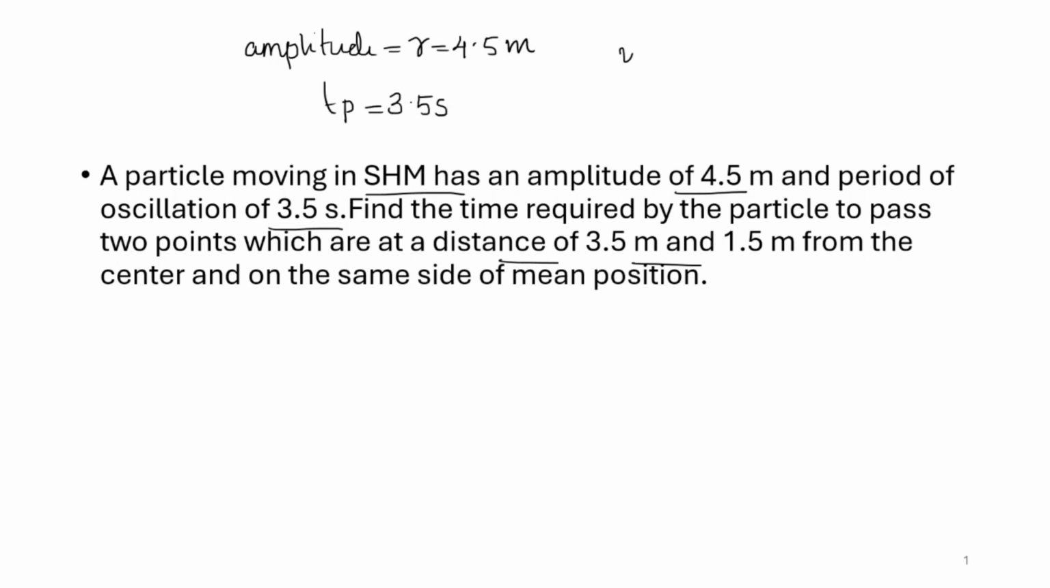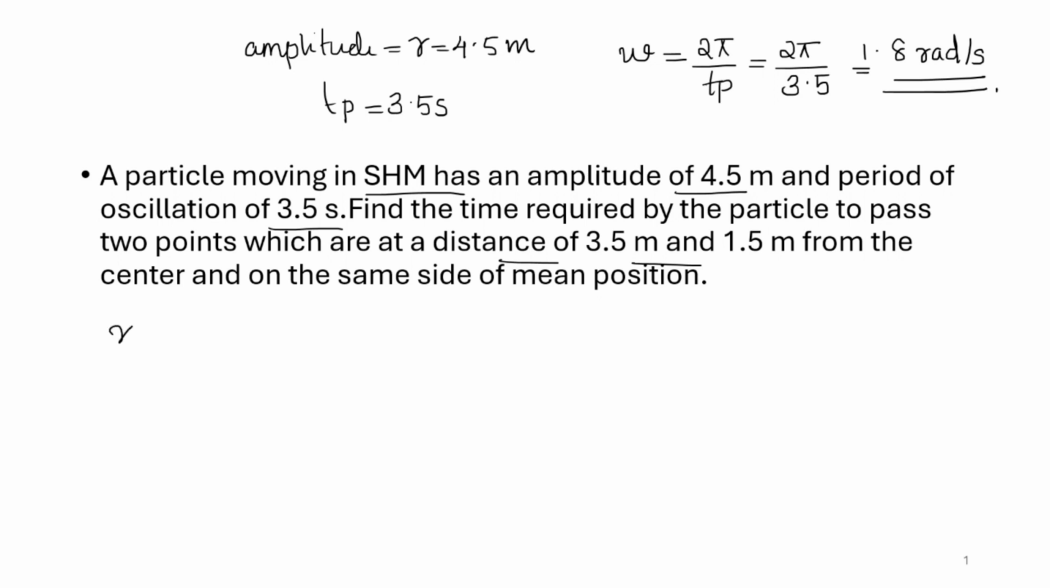If the time period is given, we can find the angular velocity omega. Omega is equal to 2 pi divided by Tp, that is 2 pi divided by 3.5 seconds, which is equal to 1.8 radians per second. So we got our omega.